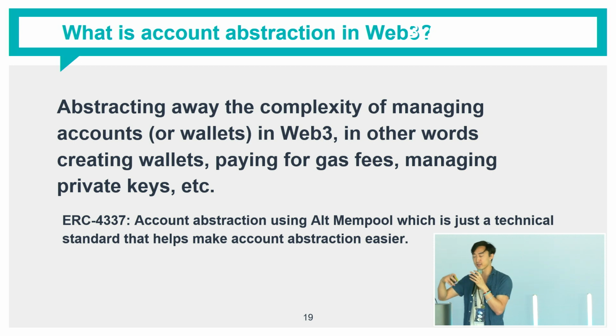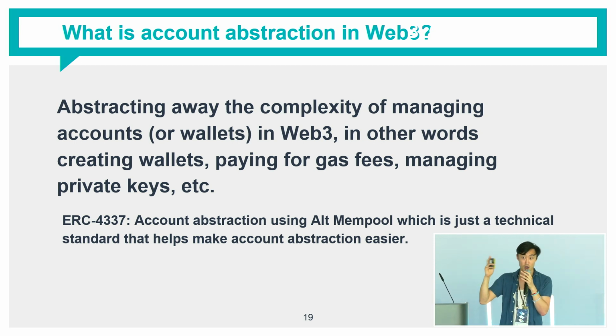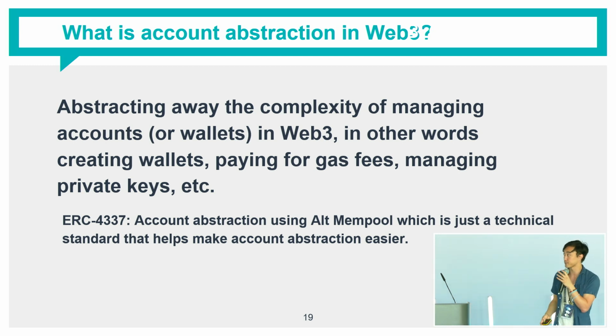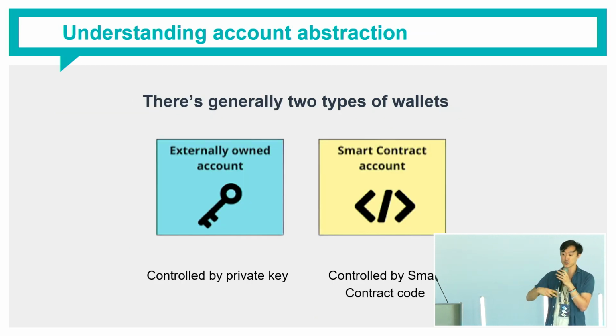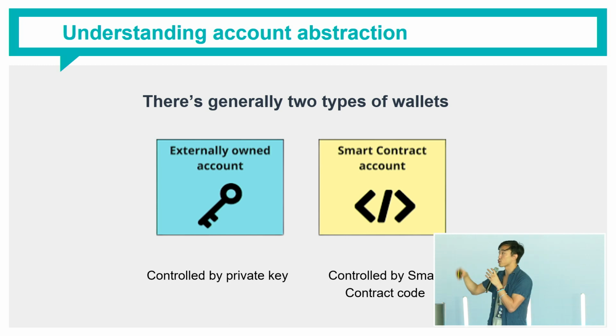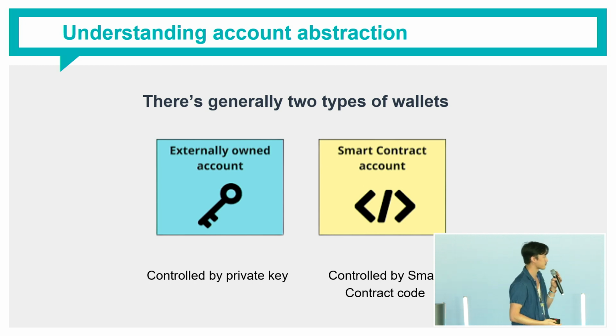There's also ERC 4337, which a lot of people talk about when they talk about account abstraction, but that specifically is just a technical protocol or standard that allows for this higher idea of account abstraction. So to understand account abstraction, it's important to understand that there's two types of wallets. There's externally owned accounts, and then there's smart contract wallets. Externally owned accounts are managed by a private key, whereas smart contract wallets are managed by code.